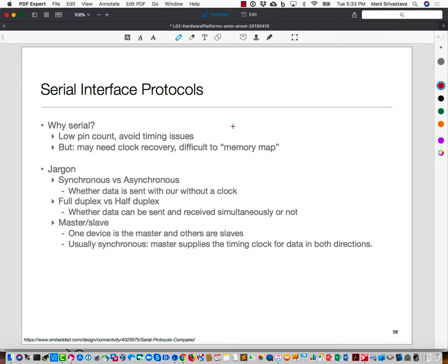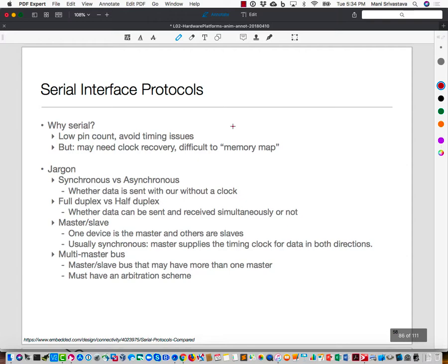Usually, if it is such systems which have a single master, they are often synchronous, and the master also supplies the clock. Okay, so if there is a single master, then typically that single master will supply the clock, and that clock will be used for data transmission in both the directions. So the slaves can be made super simple and dumb. That's kind of the idea.